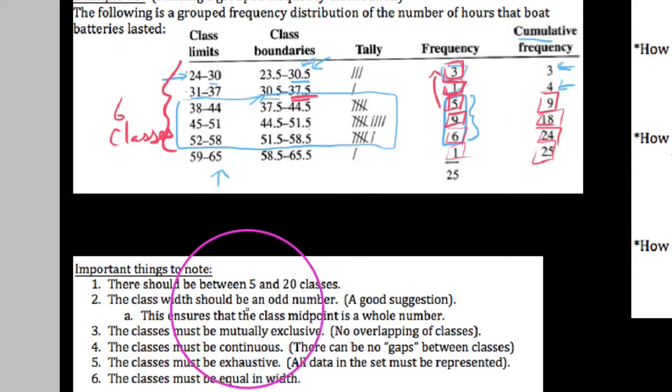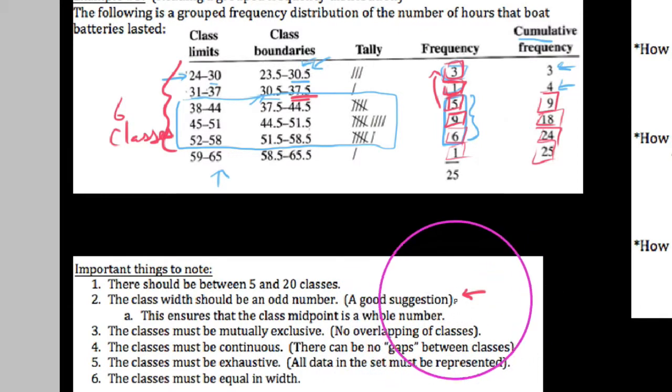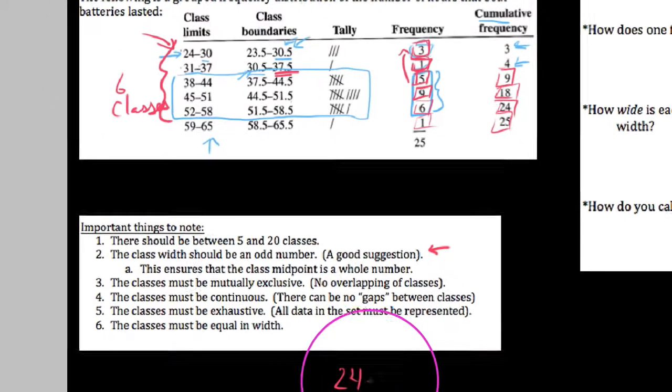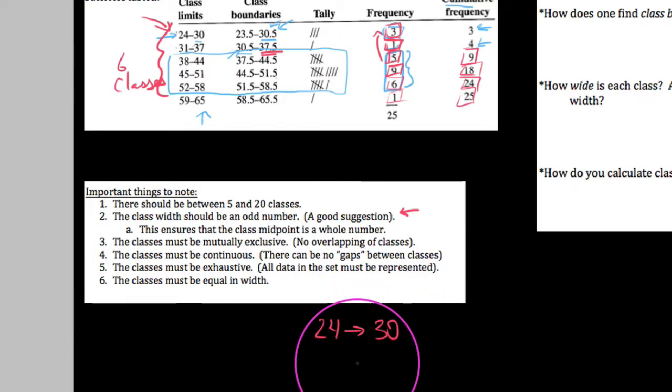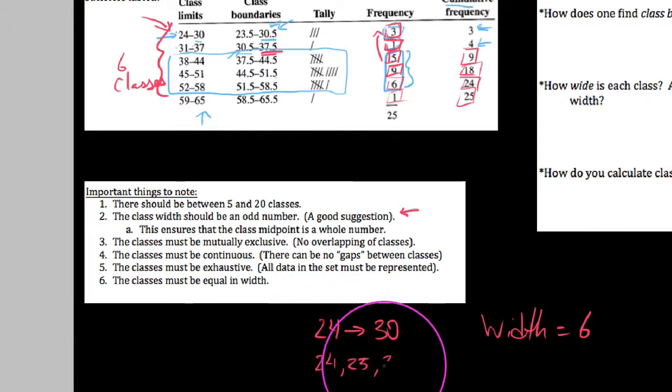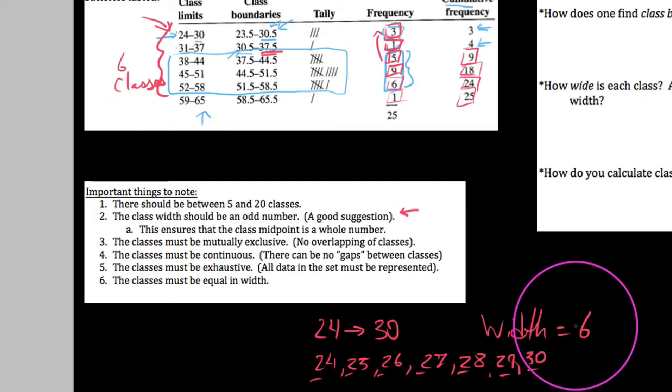Number 2 here, the class width should be an odd number. Now, class width is something we haven't talked about yet, and I do want to point out this is just a suggestion, but we're going to practice this. Class width is how wide each class is, in terms of how many data are in each class. When you look at your class limits up here, take our 24 to 30. We say 24 up to 30 are included in the first class. How many data are here? A lot of people like to tell me the width is equal to 6 because it spans 6 units, because 30 minus 24 is 6. But if you write these out, 24, 25, 26, 27, 28, 29, and 30, and actually count them up, 1, 2, 3, 4, 5, 6, 7. So it's not 6, it's actually 7.